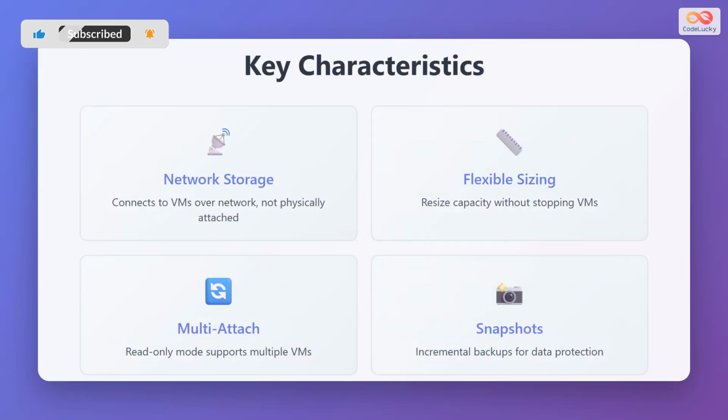Let's dive into the key characteristics that make persistent disks so versatile. First, as network storage, they connect to VMs over the network rather than being physically attached, allowing for greater flexibility. Second, they offer flexible sizing, meaning you can resize the disk capacity without stopping your virtual machines, which is crucial for growing workloads. Third, persistent disks support multi-attach capability in read-only mode, allowing multiple VMs to access the same disk simultaneously. Finally, they provide snapshot functionality, which creates incremental backups for data protection and disaster recovery purposes.